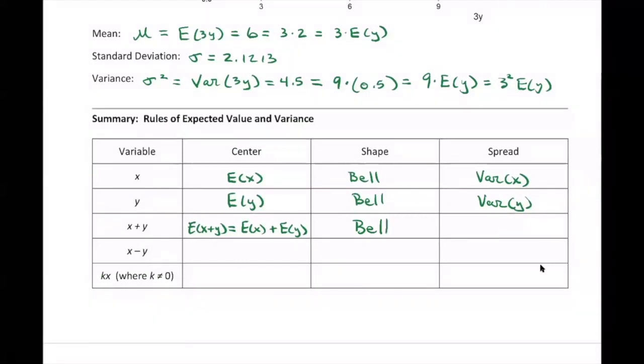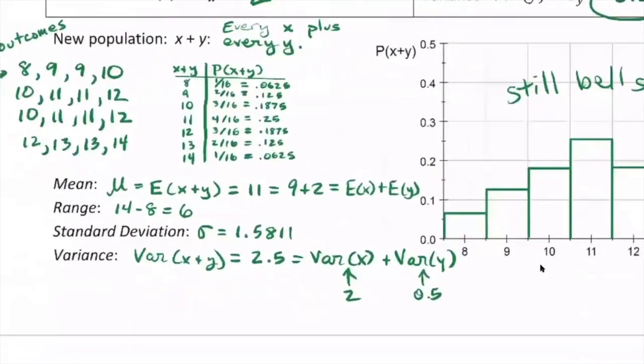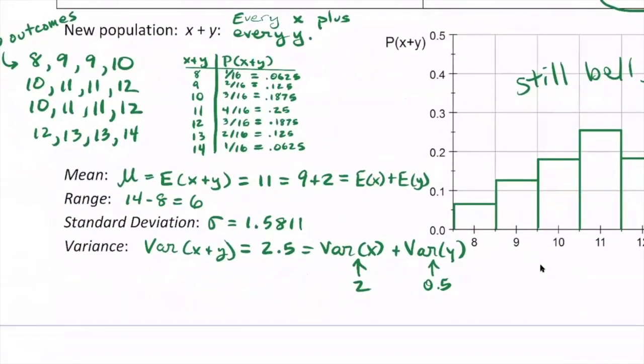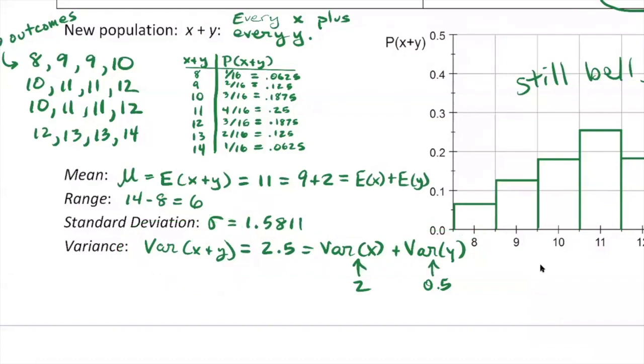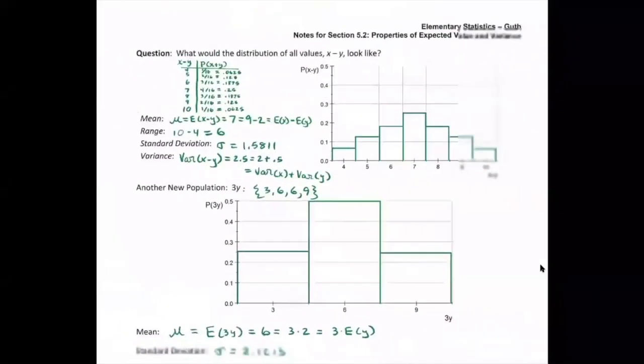And the spread of x plus y would be the variance of x plus y. And again, we'll remind you for that one, the variance of x plus y was the variance of x plus the variance of y. So the variance is added. Okay, so put that in down here.